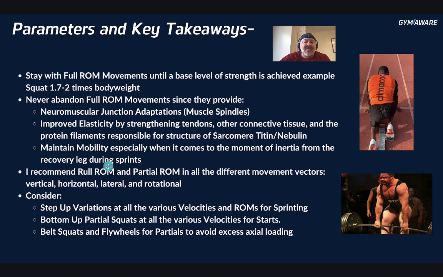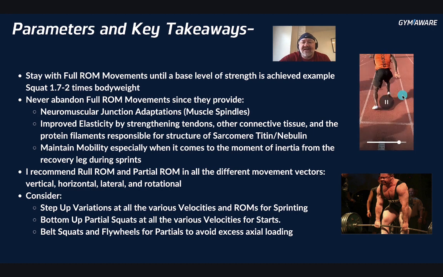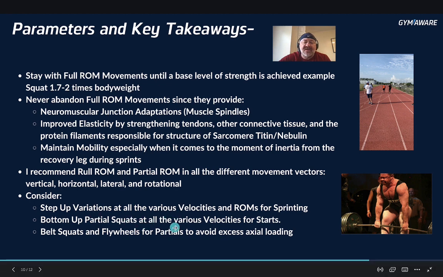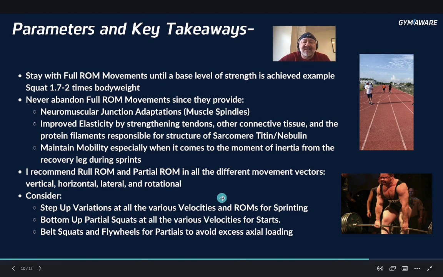I recommend full range of motion and partial range of motion in all the different movement vectors: vertical, horizontal, lateral, and rotational. See, those dudes are so fast. And then consider step-up variations at all the various velocities and ranges of motion for sprinting. Bottom up partial squats at all the various velocities for starts. And then belt squats and flywheels are great for partial movements to avoid excess axial loading.